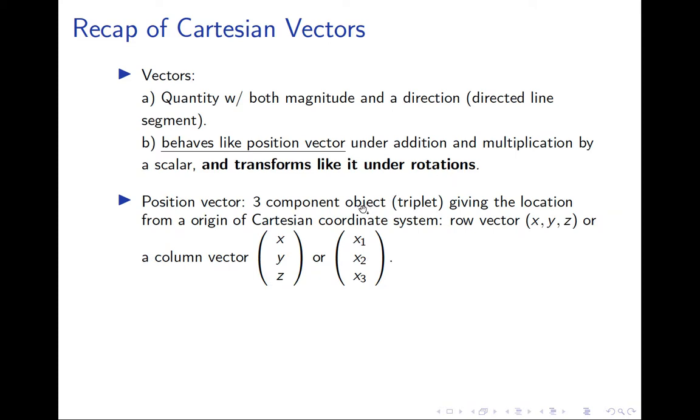So position vector, what is position vector? We also reviewed a little bit. We had set up a Cartesian coordinate system, and then the position vector of an object is a three-component object or a triplet, giving the location of the object from the given origin of a coordinate system. You can think of it as a row vector, x y z, or as a column x y z, which is what I'm going to follow in this course. Any vector by default will be a column vector. And then the row vector will be given by the transpose of the vector.